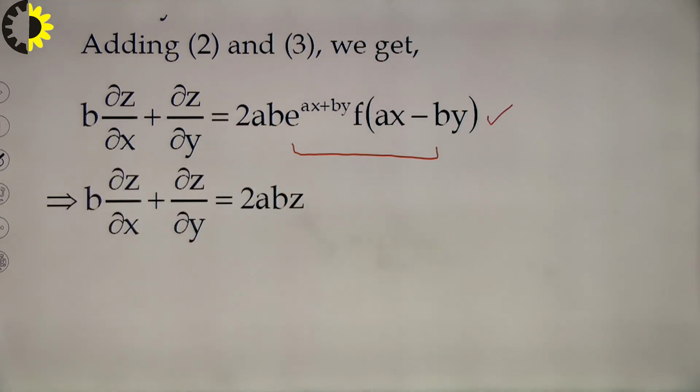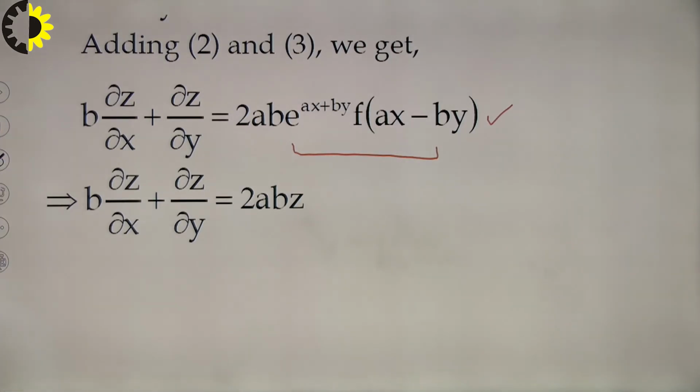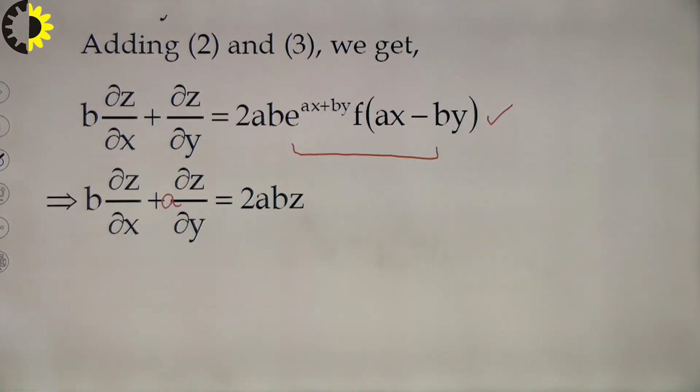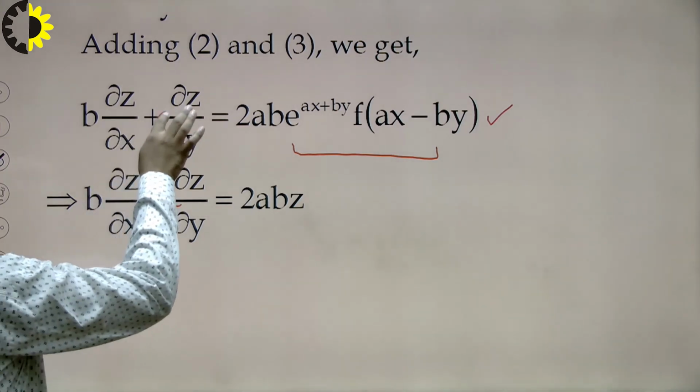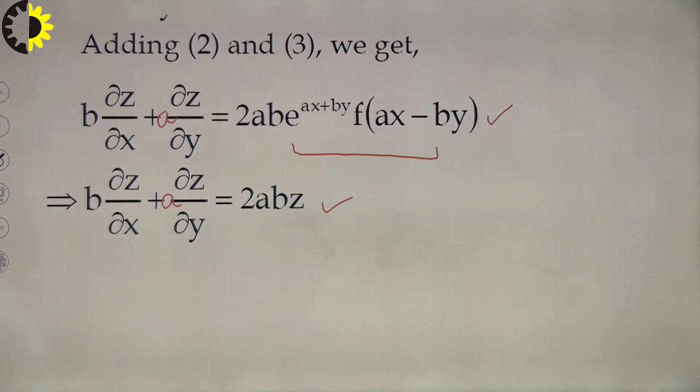Now this term e raised to the power ax plus by f ax minus by was z. So this can be replaced as z, and I get b del z over del x plus a del z over del y is equal to twice abz, which is our required result. Let me sum up once again.